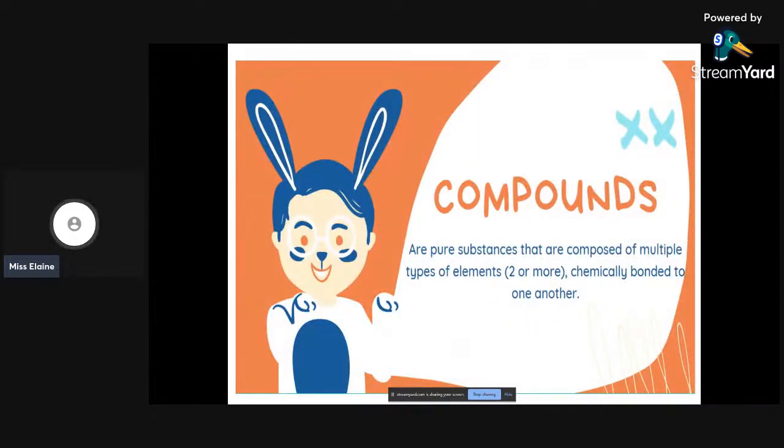Okay, let's proceed to compounds. So, when we say compounds, these are pure substances that are composed of multiple types of elements, two or more chemically bonded to one another. The best example here is carbon dioxide. Carbon dioxide consists of two elements, carbon and oxygen. Likewise, water consists of two elements, hydrogen and oxygen. That's what we call compounds.